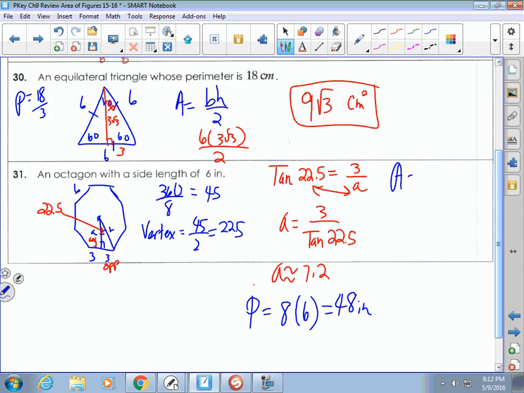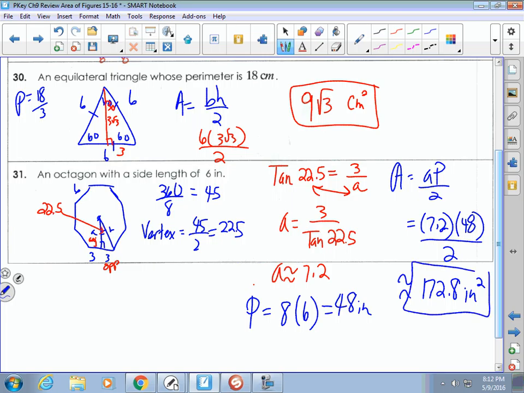So to get to my area, take my bottom times my perimeter divided by 2. My bottom was the 7.2 that I rounded to the nearest tenth. Perimeter was the 48. So we're doing 7.2 times 48 divided by 2. It's approximately 172.8 inches squared. Okay? If I ask you to use trig, you will have to round to the nearest tenth.